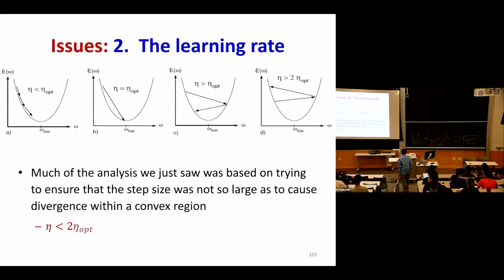You want the step size to be less than twice the optimal step size for it to converge. Ideally, it must be close to the optimal step size, right? And if it's more than twice the optimal step size, it's going to diverge. But is this so? This is lesson number 4 for the day, right? But is this always a bad thing?